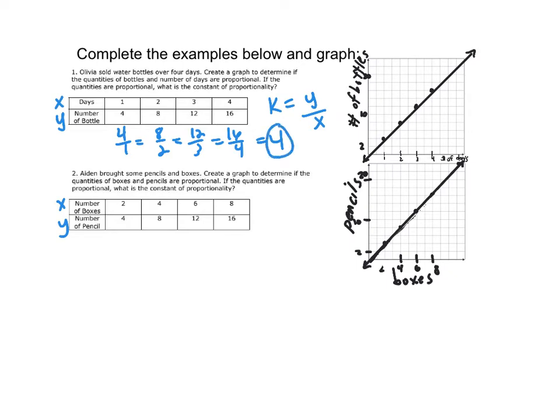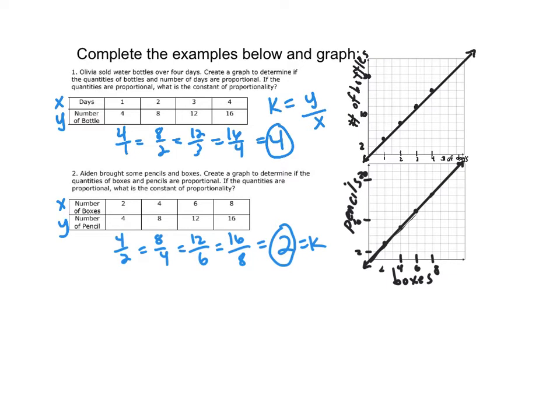Now, I'm going to do this one. 4 over 2, 8 over 4, 12 over 6, 16 over 8. These all are equal because they're all equal to 2. And that is our constant of proportionality as well.